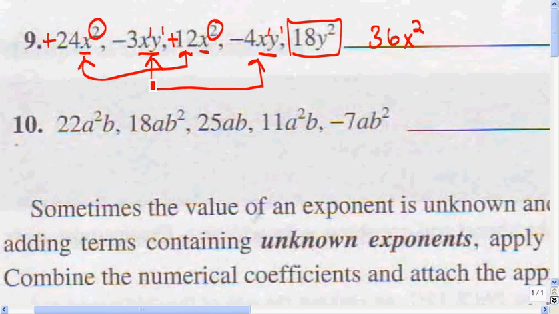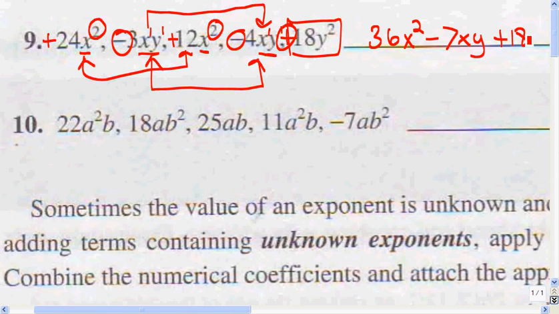Okay, and now I'm going to combine the 3xy and the 4xy. Again, the signs are the same. They're both negative, but it doesn't matter. They're the same, so I'm going to add. 4 plus 3 is 7, and since the signs are negative, I know it's a negative 7xy. And then I told you that you're not going to change the 18y squared. There's no sign here, so we know it's positive, so we're going to write positive 18y squared. That's our answer.